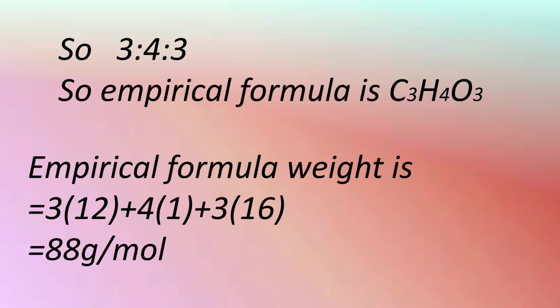3 is to 4 is to 3. This is the ratios. So empirical formula is C3H4O3. Now, empirical formula weight is 3 is the number of carbon atom into 12 is the atomic weight of carbon plus 4 is the number of hydrogen atom into 1 is the atomic weight of hydrogen plus 3 is the number of oxygen atom into 16 is the atomic weight of oxygen. So empirical formula weight is calculated to be 88 gram per mole.